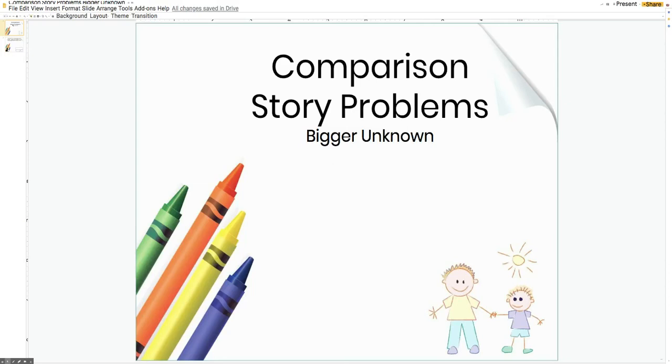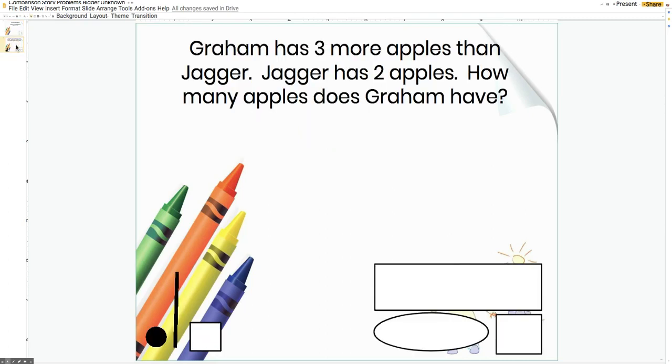Hello, friends. Today we are going to work on some comparison story problems where the bigger amount is not known. Remember, when we work on comparisons, we are taking two sets of objects and we're looking at those objects to see how they're the same and how they are different. So let's read a problem and see if we can figure this one out.